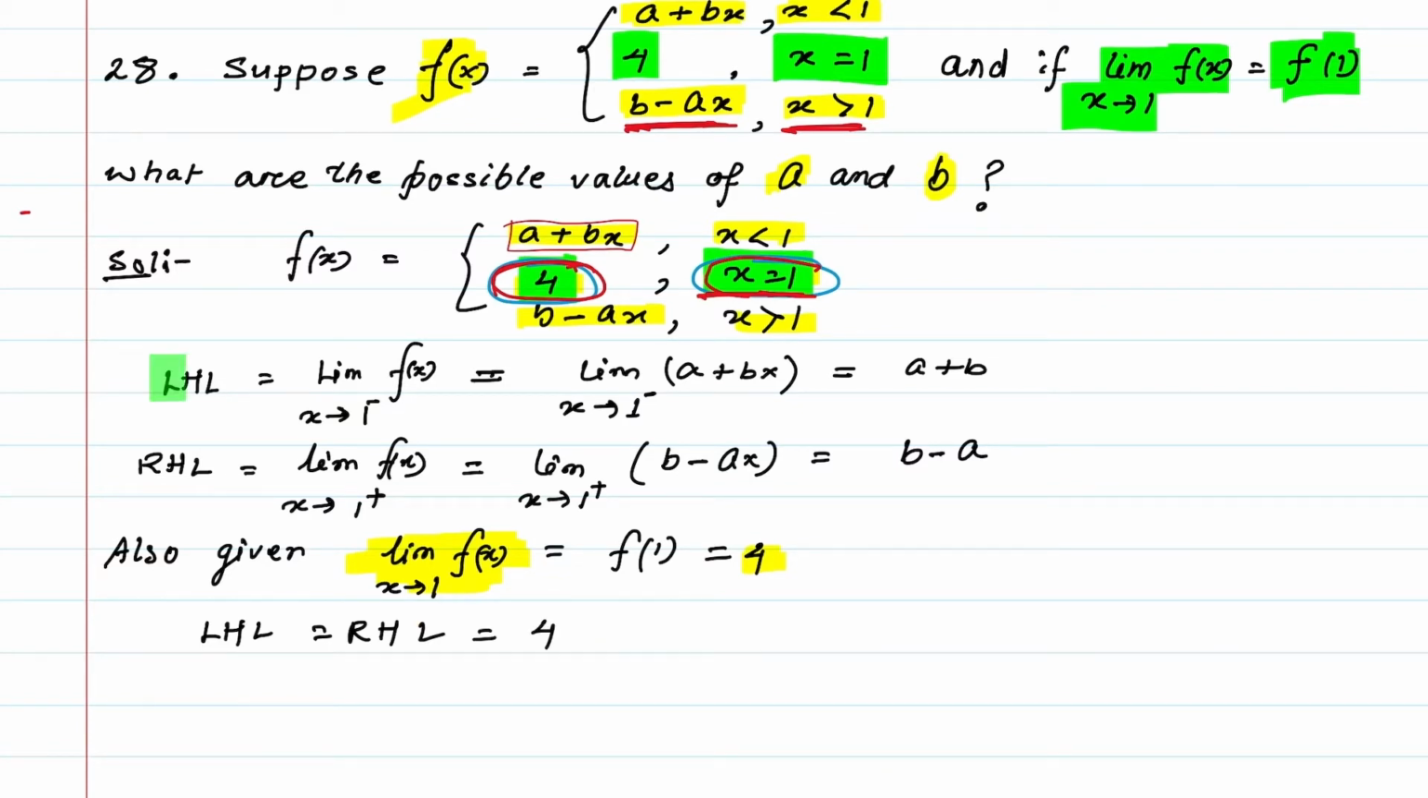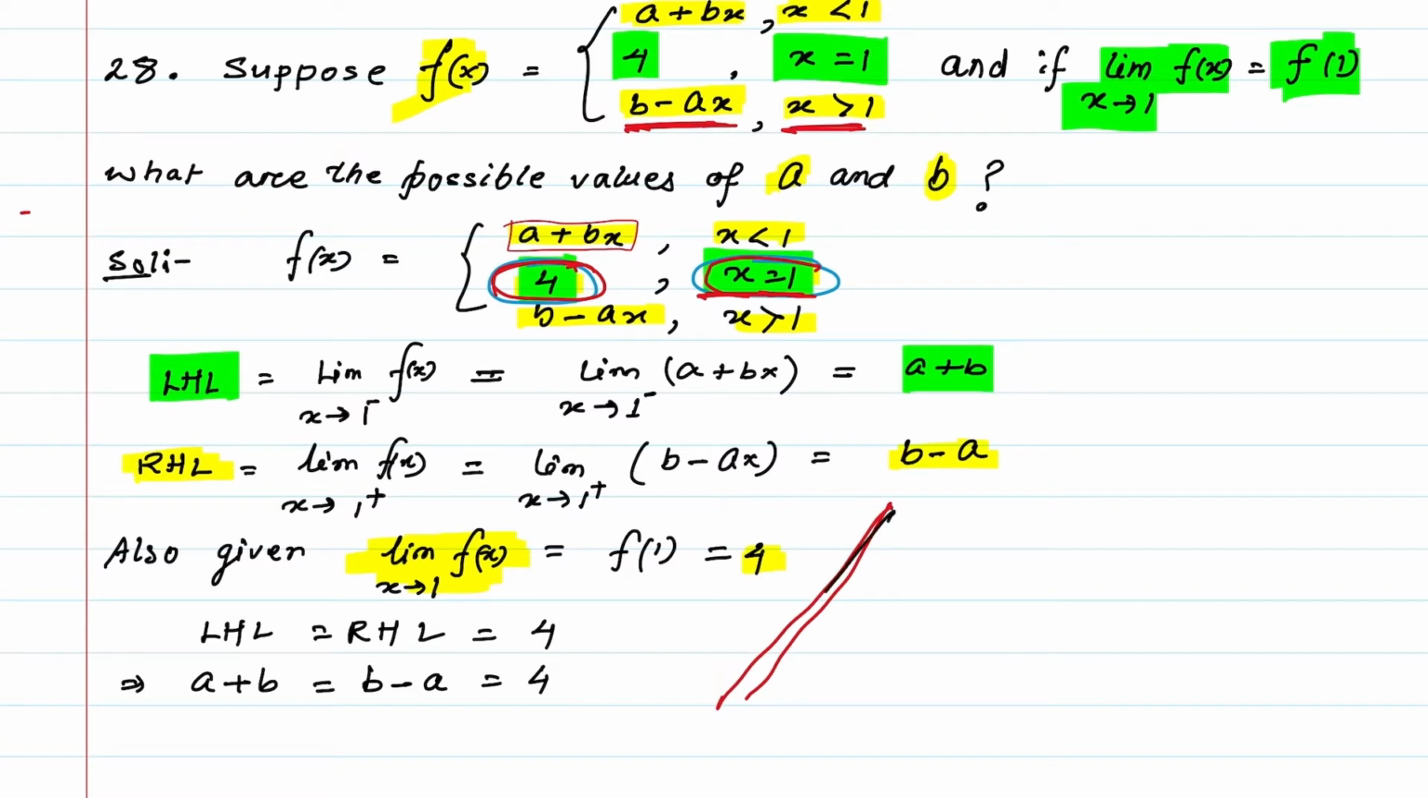And here we have got the left hand limit is a plus b, and the right hand limit we have got b minus a. So let's put these values. We will get a plus b is equal to b minus a is equal to 4. So we can obtain the value of a and b by solving these two. How to solve? First let us take a plus b is equal to 4.